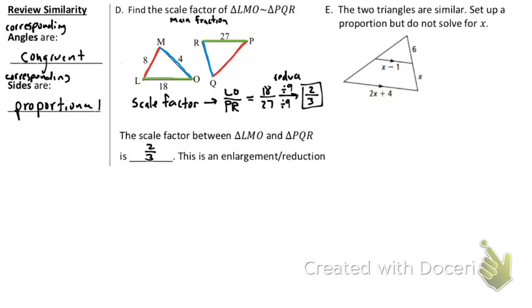Okay? And because 2/3 is less than 1, this would be a reduction. Remember, less than 1 scale factor is reduction. Anything bigger than 1 is an enlargement. All right, let's move on to example E. Again, what you'll notice is it says the two triangles are similar. Set up a proportion, but do not solve for x.